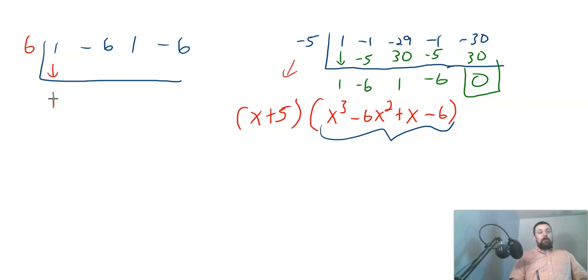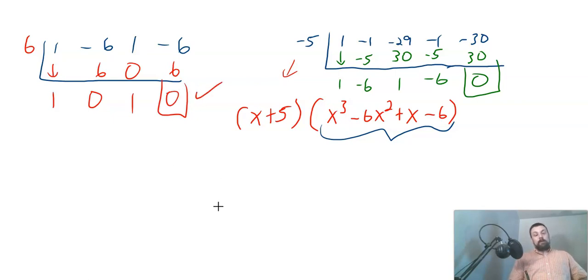And so we'll drop the 1 below the box. 1 times 6 is 6. We get 0 here. 0 times 6 is 0. Add those, you get 1. 1 times 6 is 6. Add those together, you get 0. So we get another remainder of 0.